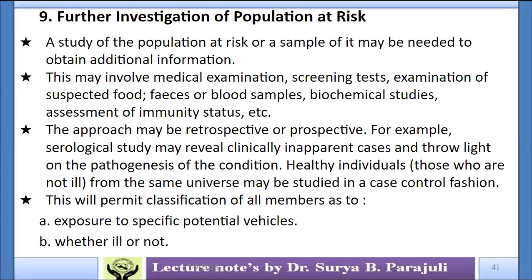For example, a serological study may reveal clinically inapparent cases and throw light on the pathogenic condition. Now, you can see in the current context of COVID-19, people are more concerned about RT-PCR positive cases without symptoms. Those who came from outside are currently in quarantine, and the team tries to test them with RDT. If RDT is positive, they send for a PCR test.